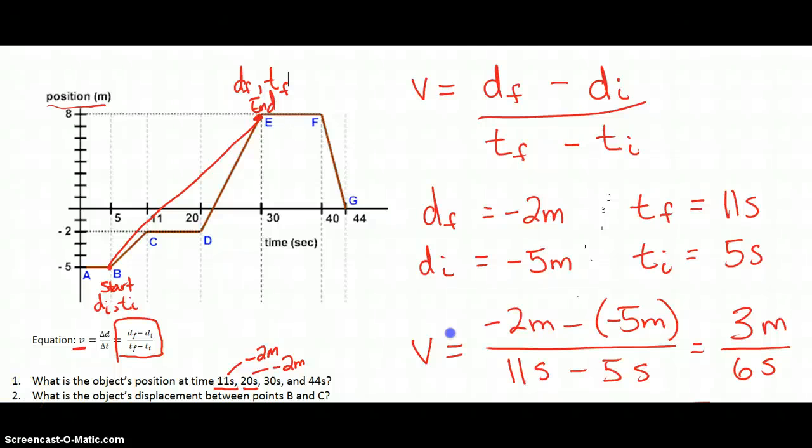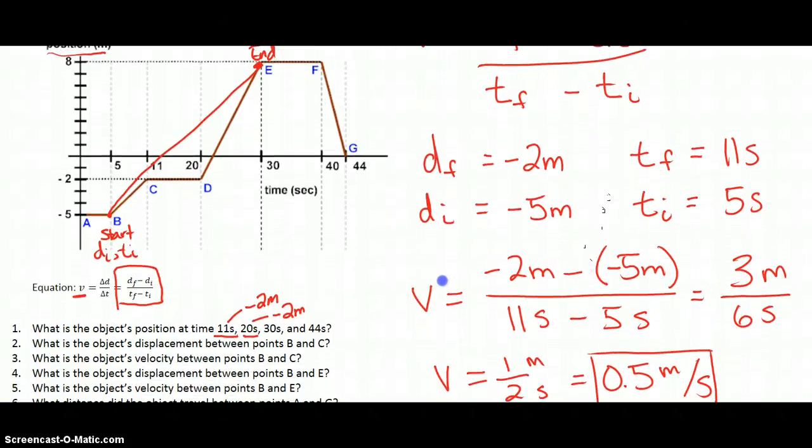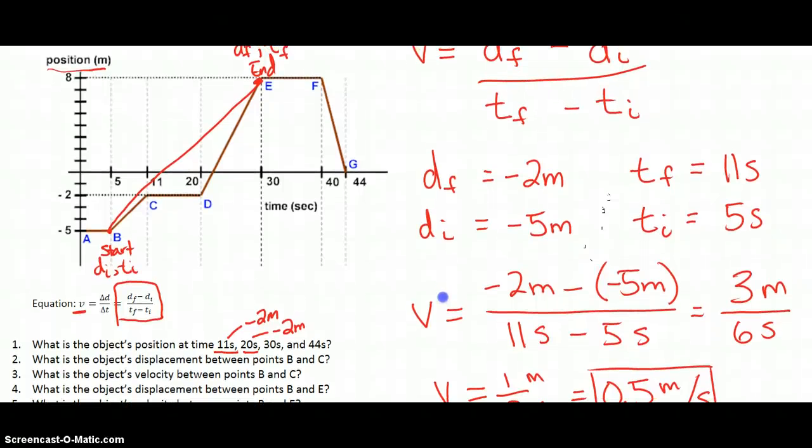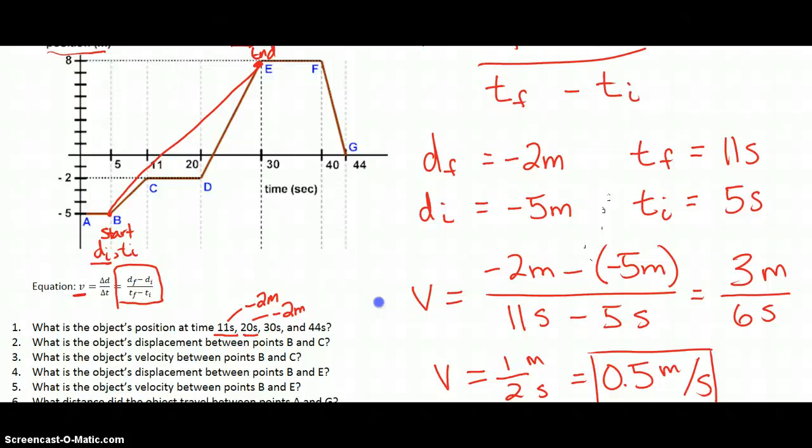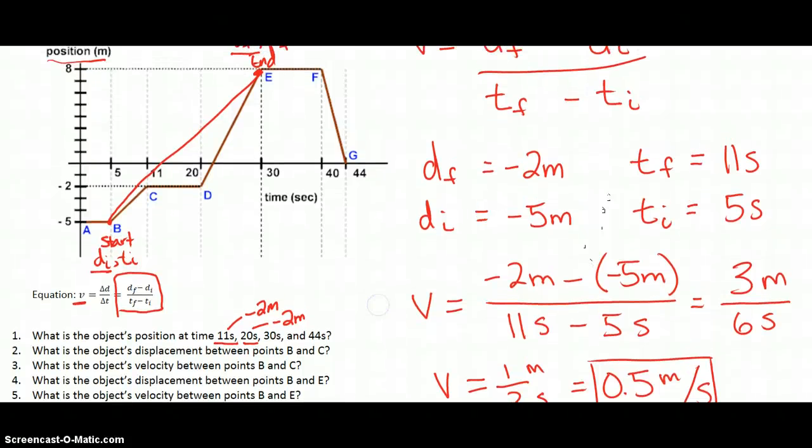And I've actually skipped ahead a little bit because for number 4, it only asks for displacement. We don't need time for displacement. Displacement just has to do with the distance. So I'll just be worried about d sub I and d sub f for number 4. But number 5, we want to know the object's velocity between, and that's when you're going to have to use time.